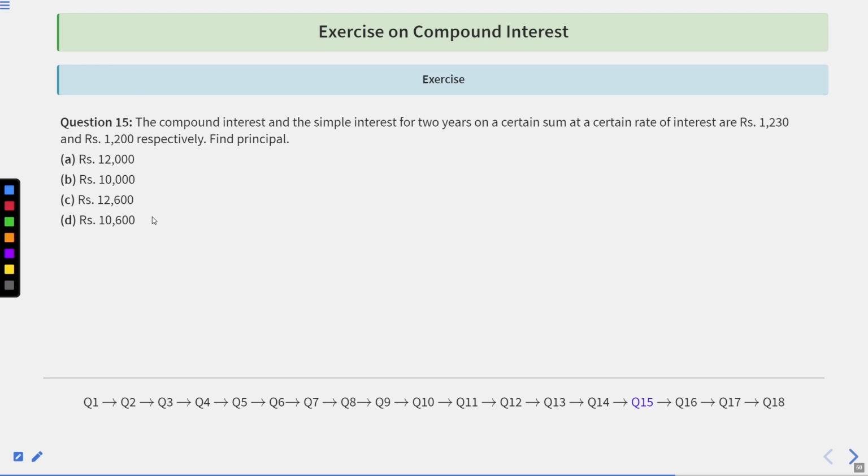Question number 15. The compound interest and the simple interest for 2 years on a certain sum at a certain rate of interest are rupees 1230 and 1200 respectively. So find the principal.